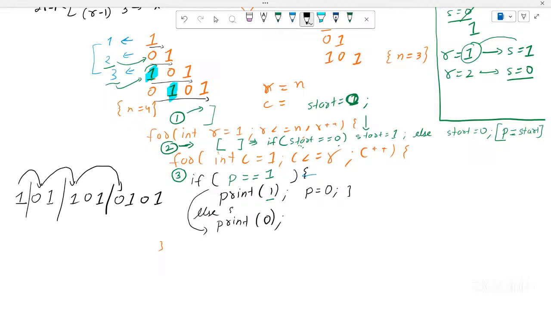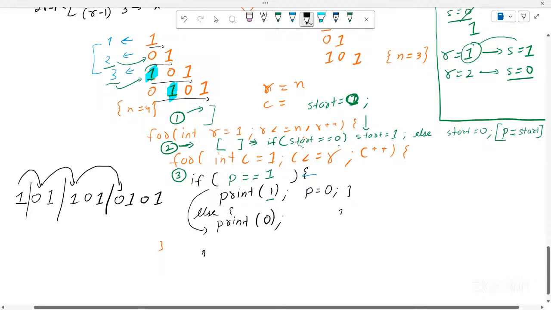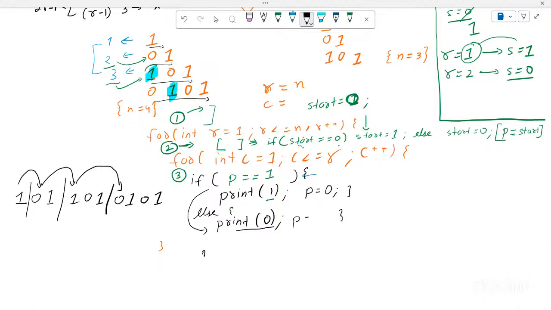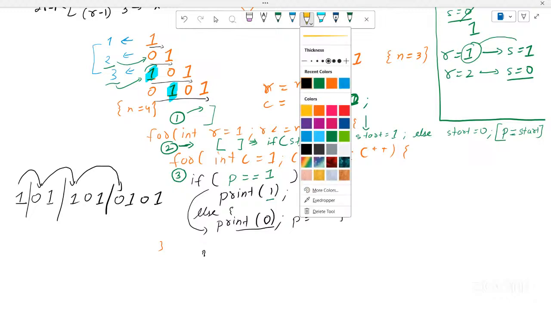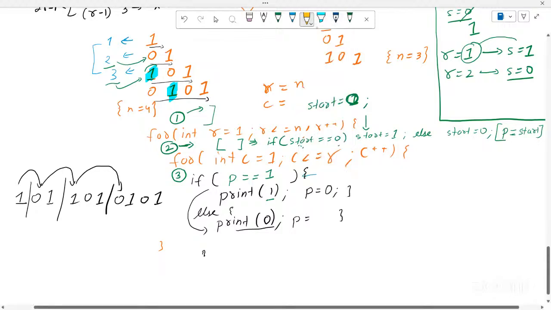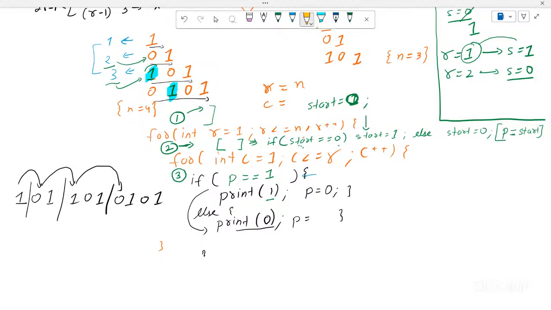Now, let's say you printed 0. After printing 0, what next value you should print? After printing 0, you should print 1. Agreed? Whenever you print 0, you have to print 1. So can I say that in order to print 1, p value should be equal to 1? So p equal to 1. So this is the code. I know it's a bit cluttered, but do you get an idea how I approach this particular problem statement?